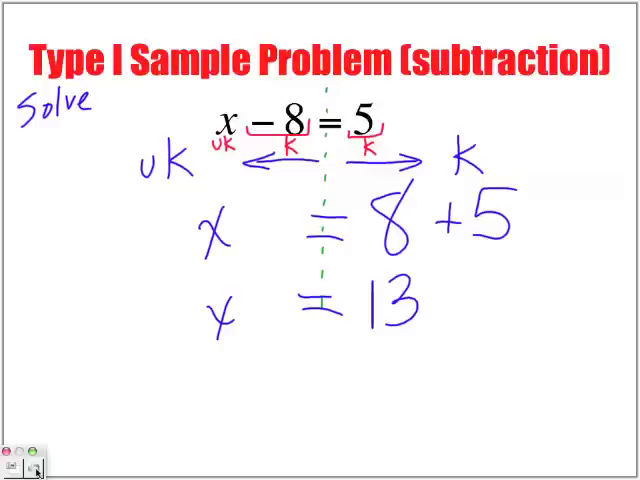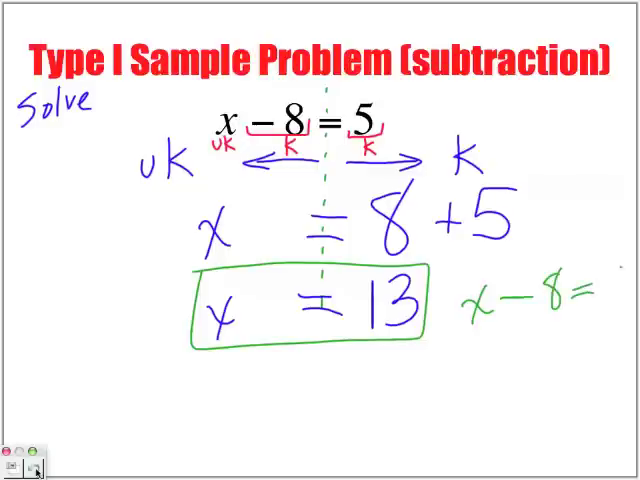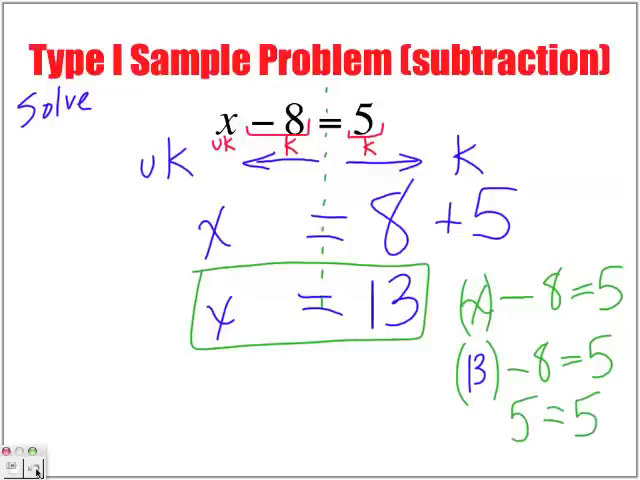So we can do a check. Now we can check this and say, well, if x is equal to 13, let's throw it into the equation. x minus 8 is equal to 5. So instead of x, I am going to put 13. So 13 minus 8 equals 5. So the left side is equal to the right side. So yes, I am correct with x is equal to 13.